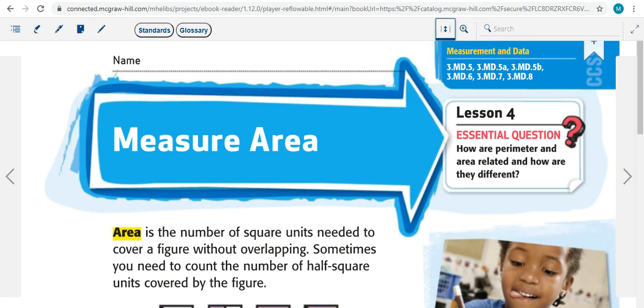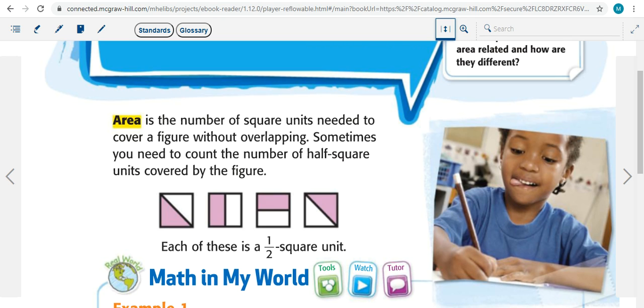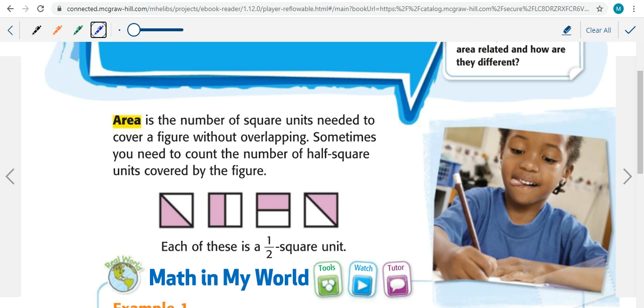We are going to work on lesson number 4, measuring area. What is area? Area is the number of square units needed to cover a figure without overlapping. Sometimes you need to count the number of half square units covered by the figure. Now, as you can see in your book, you have these squares divided into half. Remember that half means mitad. Each of these parts, the colored part, is called 1/2 of a square unit.